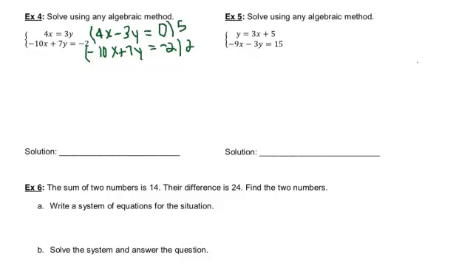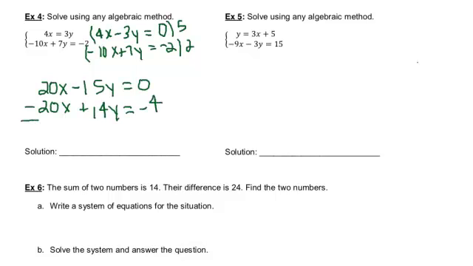You will notice that in doing this, 5 times 4x is 20x, negative 3y times 5 is negative 15y, and 0 times 5 is 0. For the second equation, we have 2 times negative 10, which is negative 20x. 7 times 2 is 14y, and that equals negative 4. So notice that each of my x's, one's 20 and one's negative 20, so those cancel out.